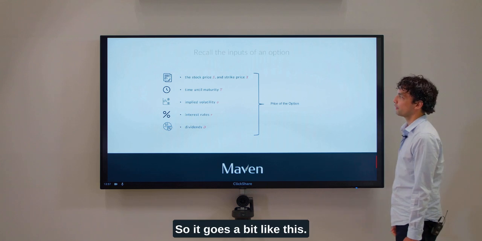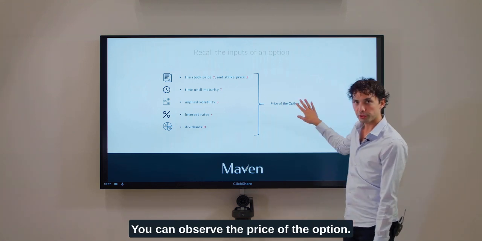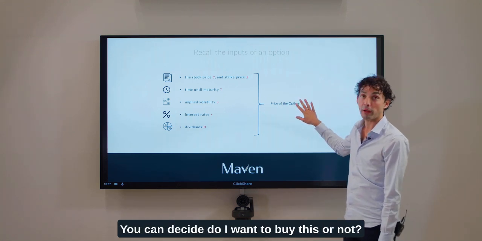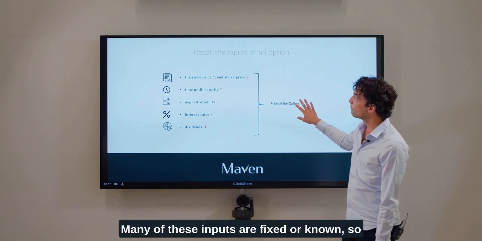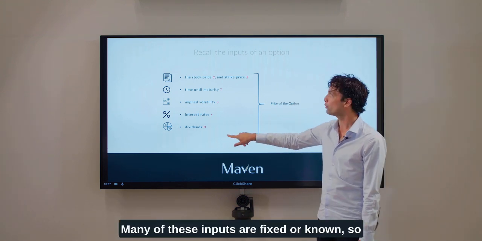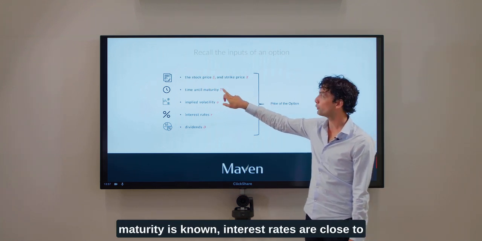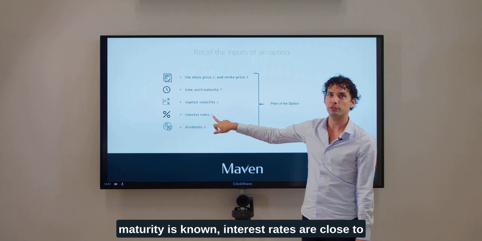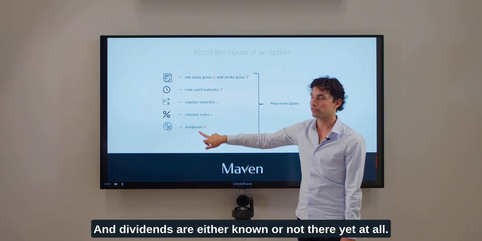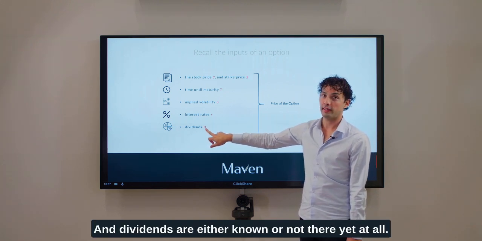So it goes a bit like this. You can observe the price of the option. You can decide, do I want to buy this or not? Many of these inputs are fixed or known, so you can track the stock price at any second. The strike price is fixed, the time to maturity is known. Interest rates are close to zero and they don't move that much. And dividends are either known or not there yet at all.